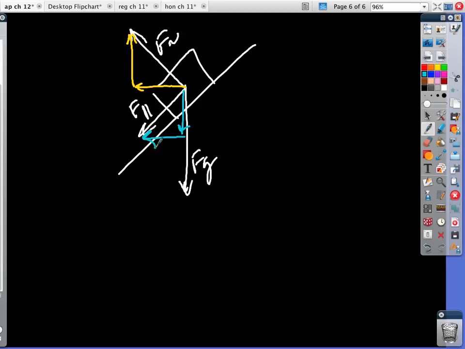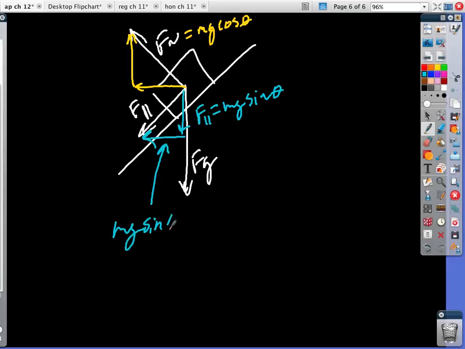right? If we crack those two vectors and look at these two x components, we see in the yellow, since Fn is mg cos theta, and over here in the blue, F parallel is mg sine theta, right? Then those horizontal components, this is mg sine theta cos theta, and this is mg cos theta sine theta. They come out to be exactly the same thing.